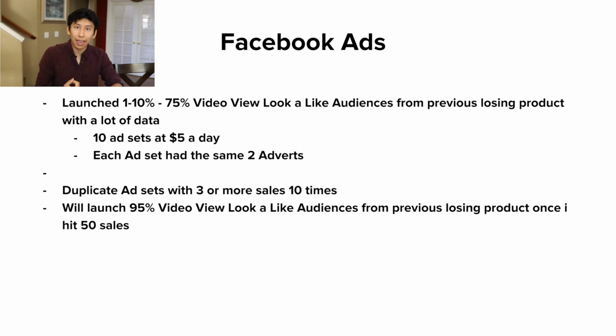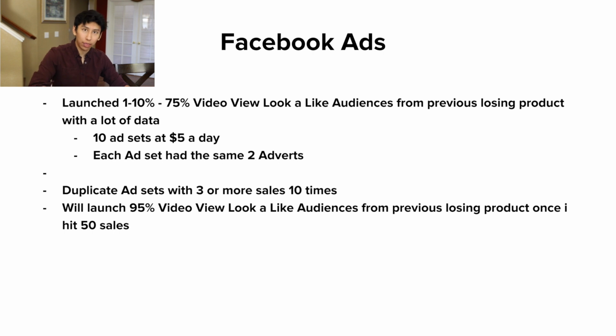So I'm doing 10 ad sets at $5 a day, and each ad set has the same 2 adverts. So each ad set has one ad copy, then another ad copy, different videos. So after each of those gets 3 sales, what I'm going to do is duplicate the ad sets 10 times, which is crazy, right? But each time an ad set gets 3 or more sales, I duplicate it 10 times, because that's how I'm going to be able to scale rapidly.